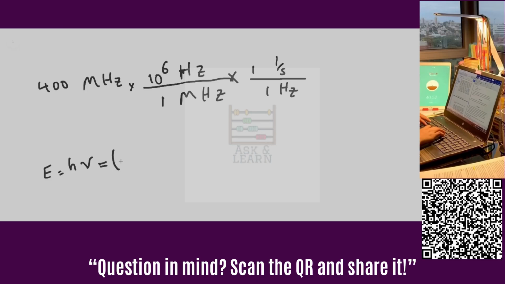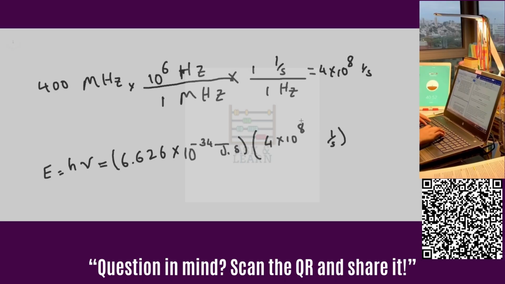Now, h is the constant that you have to remember, Planck's constant, which is 6.626 times 10 to the negative 34. The unit is joule seconds. This is why ν has to be per seconds or hertz, so that we can solve for that. So let's go ahead and solve this. 400 times 10 to the 6 is 4 times 10 to the 8 per seconds.